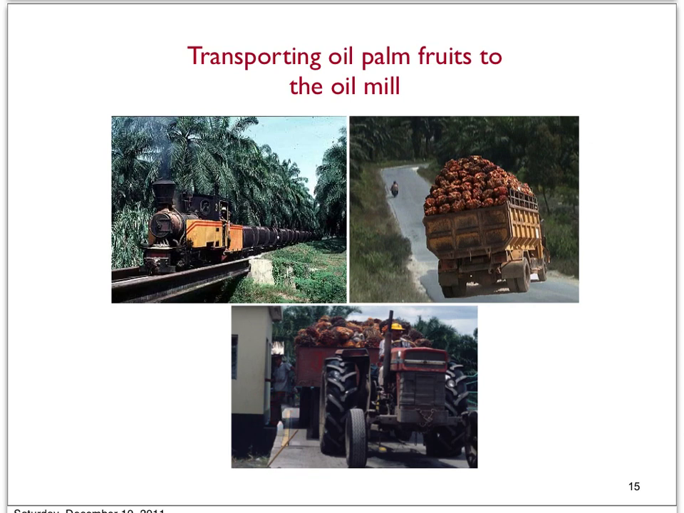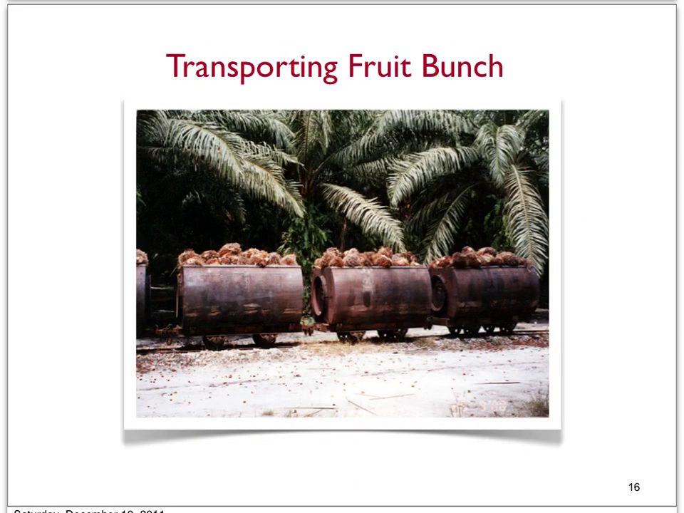Then the fruit will be transported by train or by lorry to the factory. As you can see here, the tractor brings a full load of oil palm fruits into the factory to be processed. So if you live near the plantation, you can sometimes see, as in this case, the fruits being transported by train, and this train will go to the factory.